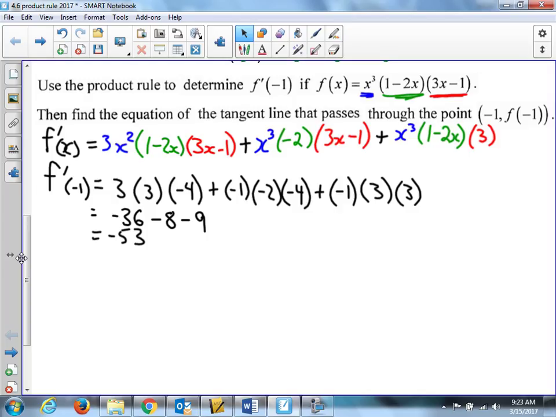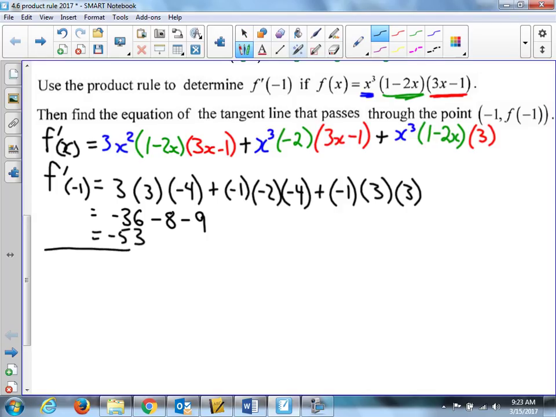Now, the last part of this, so we've determined this. Then find the equation of the tangent line. It's a line, so mx plus b is going to be taken. It doesn't say it has to be in mx plus b form. We'll talk about that. Through this point, -1 comma f of -1. Well, the first thing is this point, -1 comma, what's the y value? Because we need a y value to find an equation.